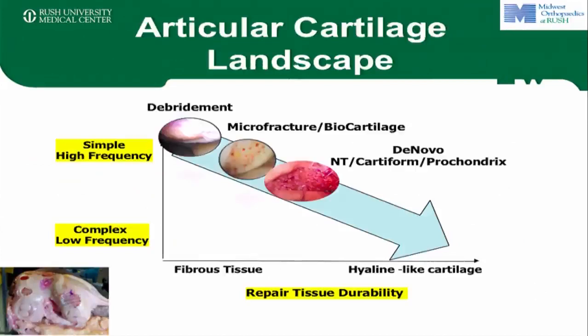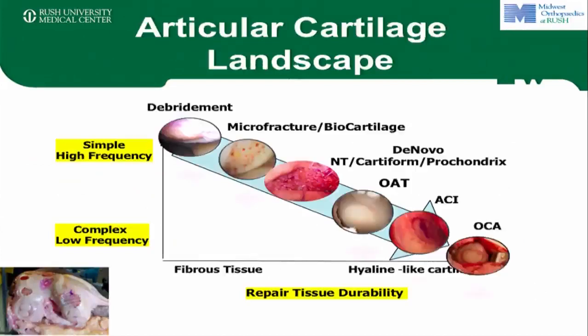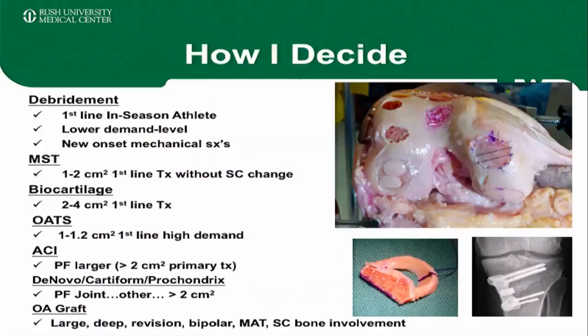So this is the current landscape as it exists in the United States, and it's sort of an inverse relationship between what we think is tissue durability as well as ease and resource intensity. All of these procedures differ in frequency. Debridement is probably 300,000 to 400,000 times a year. Marrow stimulation is probably at least 100,000 times a year, and then they subsequently decrease, as you see here, linearly.